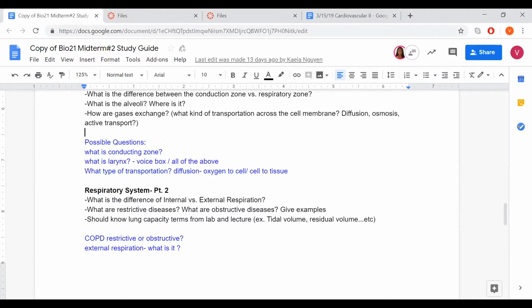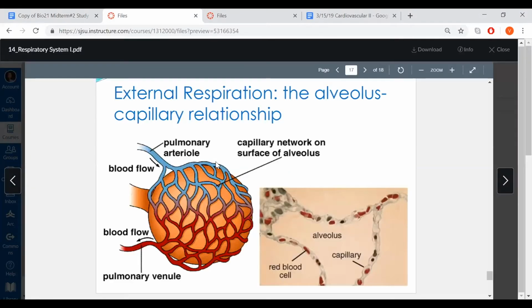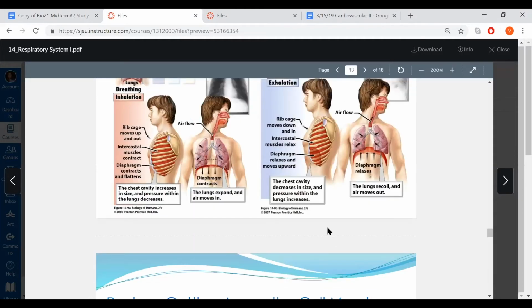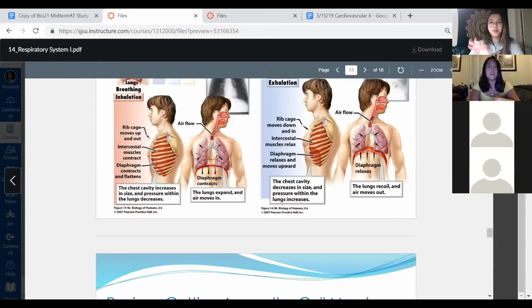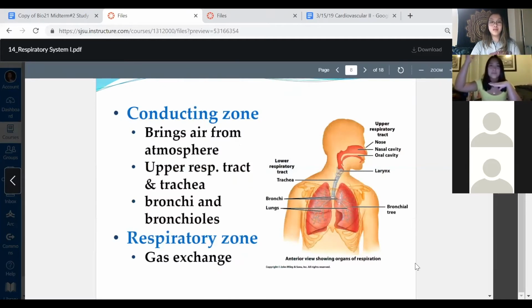And then again, the conducting zone. Okay, yeah, so the conducting zone is below because that's where it's going to be the gas exchange. Wait, conducting? Conducting is above, right? Oh, sorry. The conducting is the upper part. Yes, and that is where you bring in air into your body.